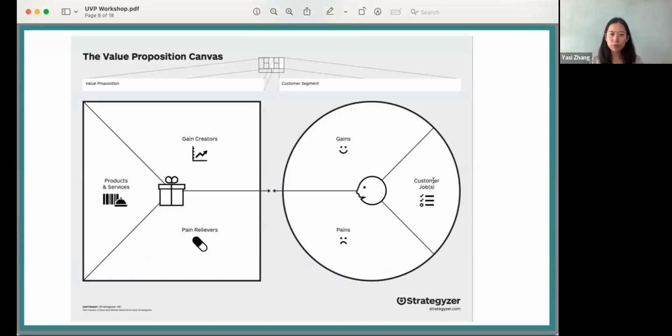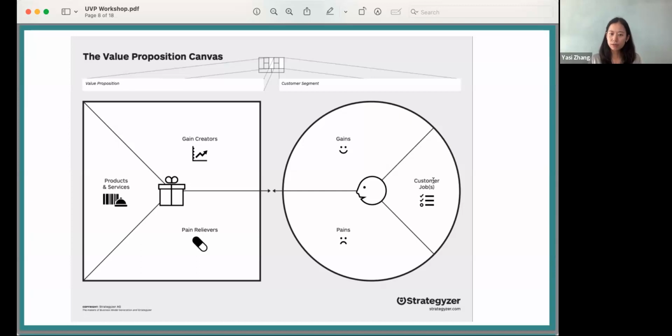So this is the value proposition canvas. You can download it for free or you can Google it. It's called Strategizer, from this company. This canvas is very useful. It's very simple. You can conduct your own workshop within the company with key management or key core teams. We start with the left-hand side. So this square is what you offer from your company's point of view, right? What are your products and services? What is your gain creator? And what's your pain reliever?